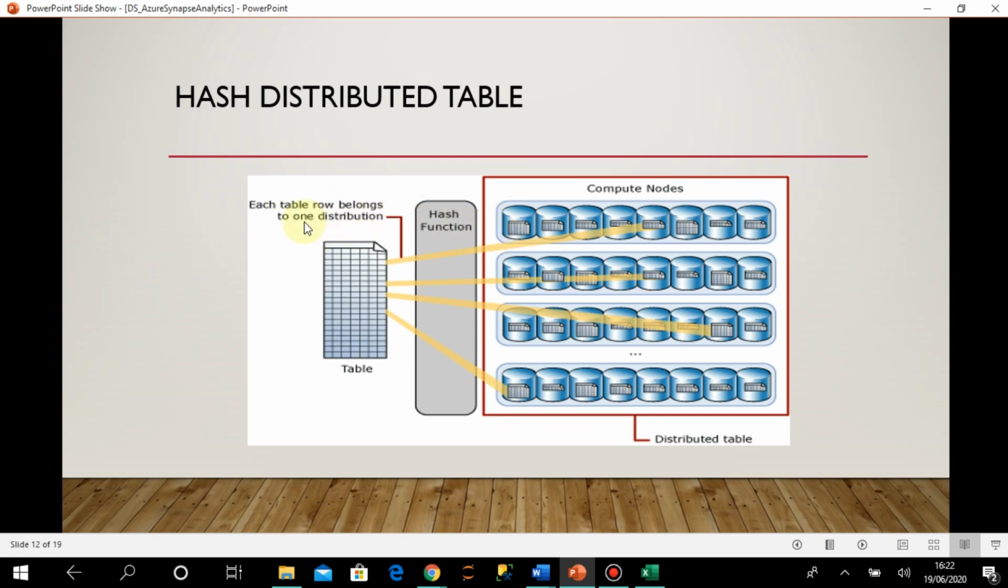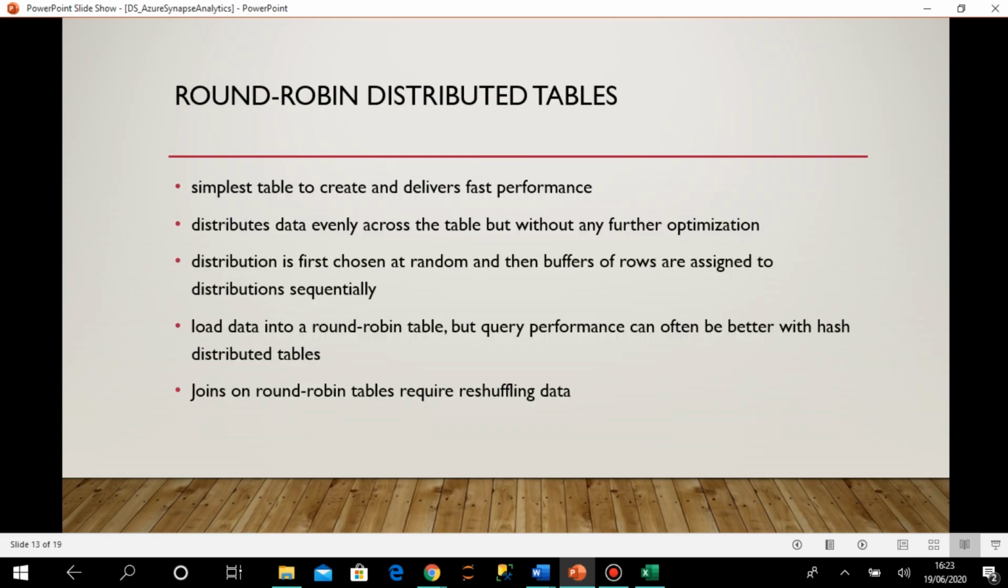So you can see here each table row belongs to one distribution. This is a table, so it has multiple rows. Maybe I have selected one column. Based on that I am generating the hash function, and based on the value of the hash function, each row goes to a different distribution. All the rows are going to different distributions based on the hash function. So that's why it is distributed, and that's why the processing gets faster. Okay, so that is one technique. Through the hash function I can distribute the data.